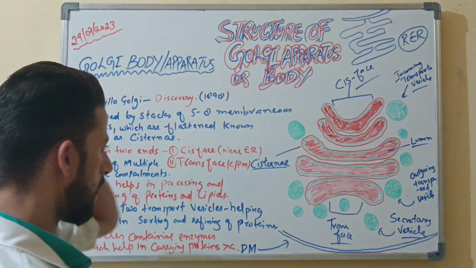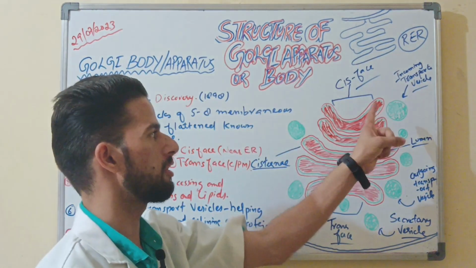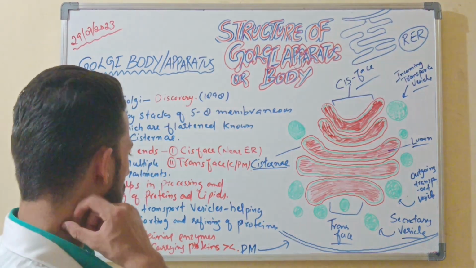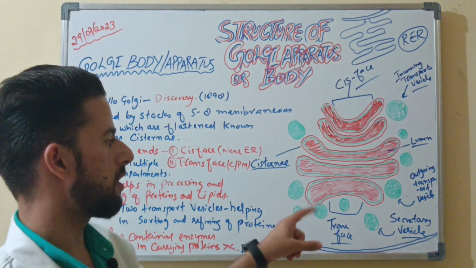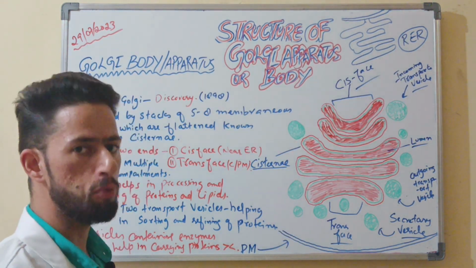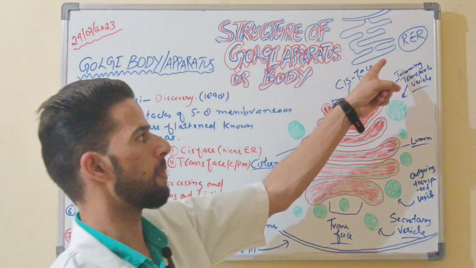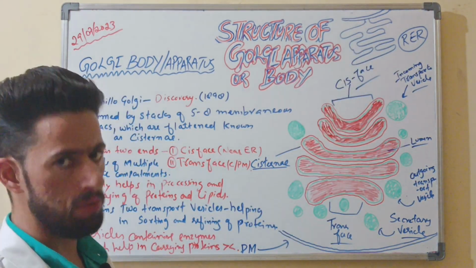And this mainly helps the general function of the Golgi apparatus, that it mainly refines and sorts the proteins which have been made and released by the rough endoplasmic reticulum.